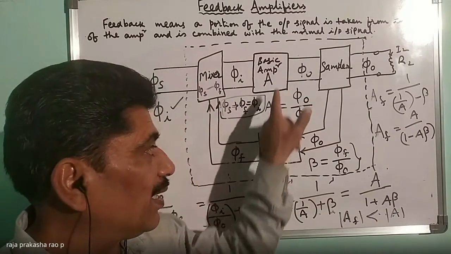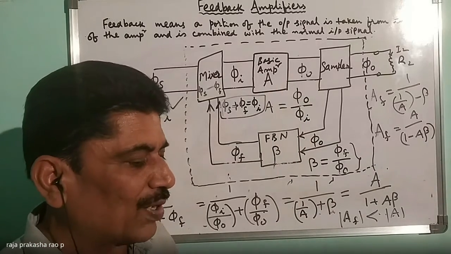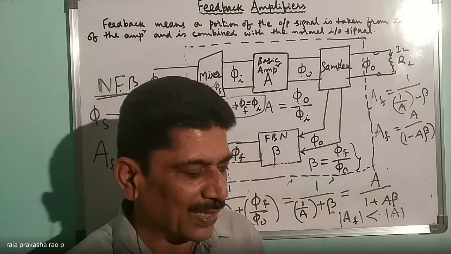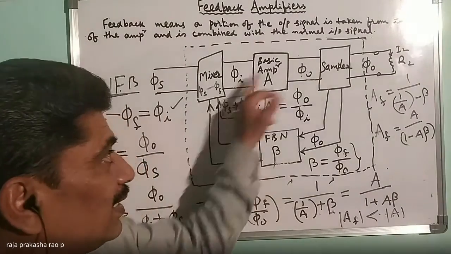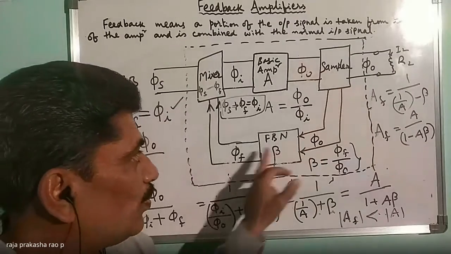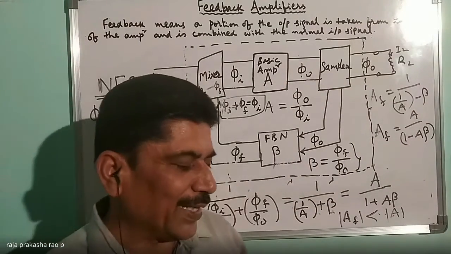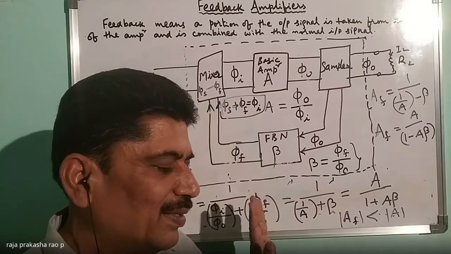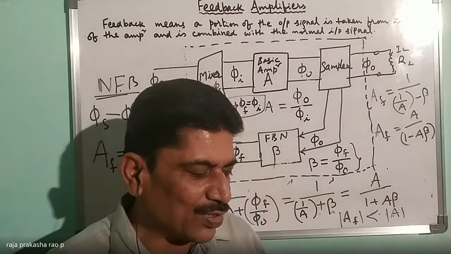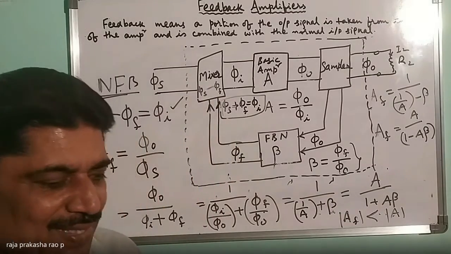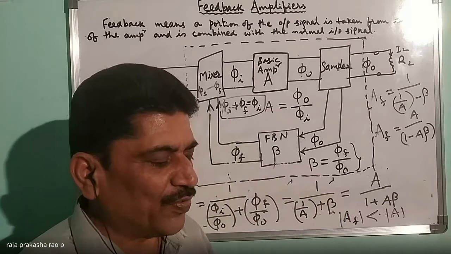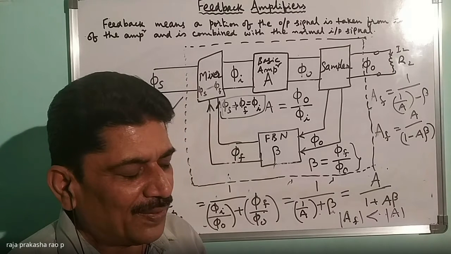And A into beta, we call it the overall loop gain. Generally, two gains are multiplied to get the overall gain. In that way we can say that for this loop, A into beta is the loop gain. Okay, in positive feedback, what are the effects? What are the drawbacks of positive feedback?